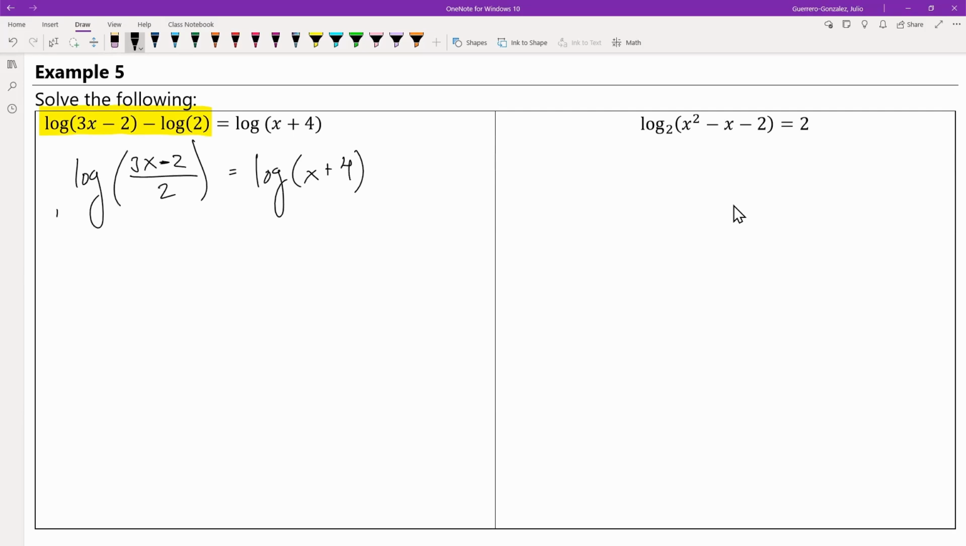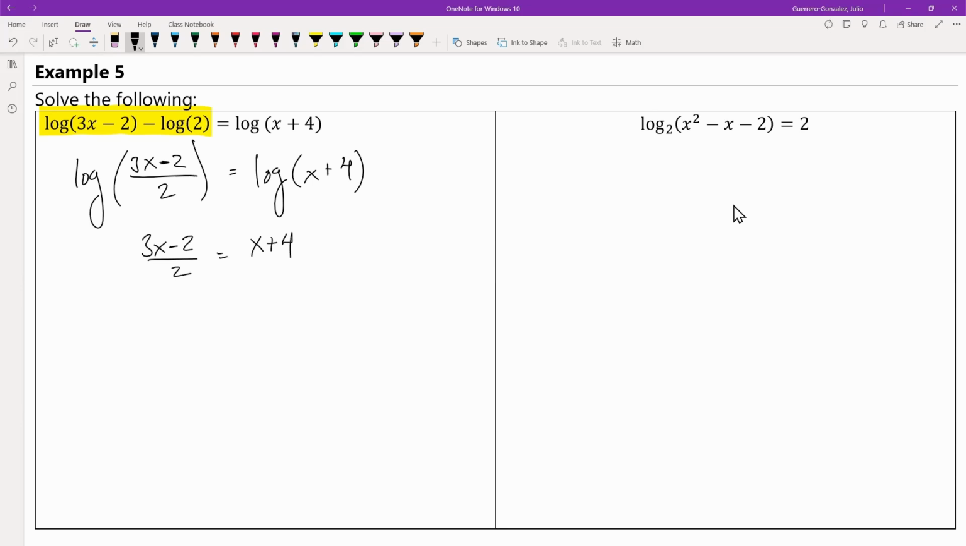If everything has to be equal, and the bases are equal, in this case they're all base 10, then just like we had in exponents, the stuff inside the logarithms has to be equal. So this means (3x minus 2) over 2 has to be equal to x plus 4. Now it becomes an algebra problem.